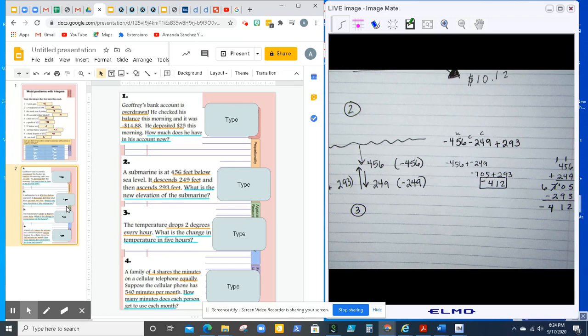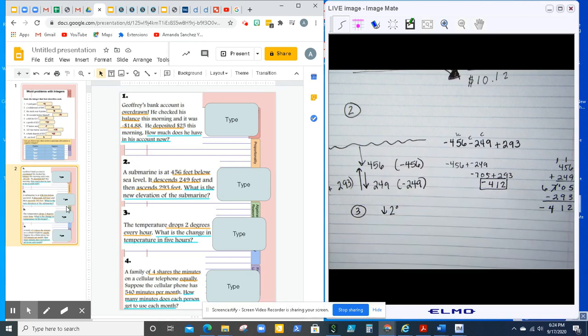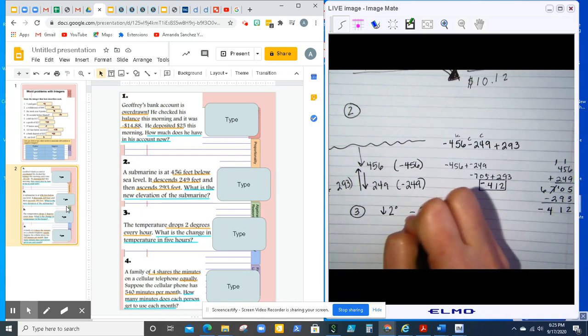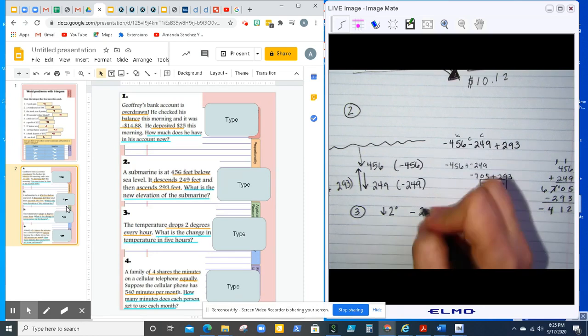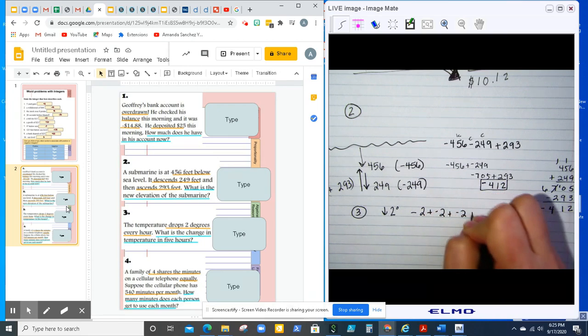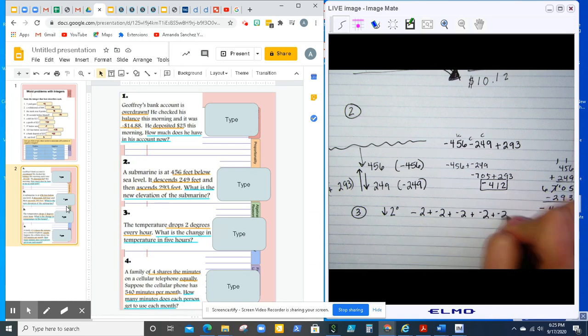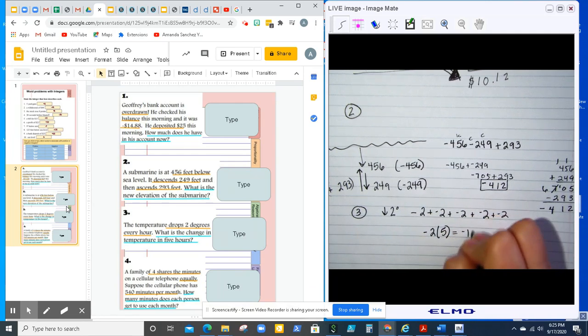All right, now number 3. The temperature drops 2 degrees every hour. So when it drops, it's going to be a negative 2 degrees every hour. What is the change in temperature in 5 hours? So that's really like negative 2 plus a negative 2 plus a negative 2, 5 sets of it. Or you could just do multiplication. Negative 2 times 5 is negative 10. So from start to finish, it has dropped 10 degrees.